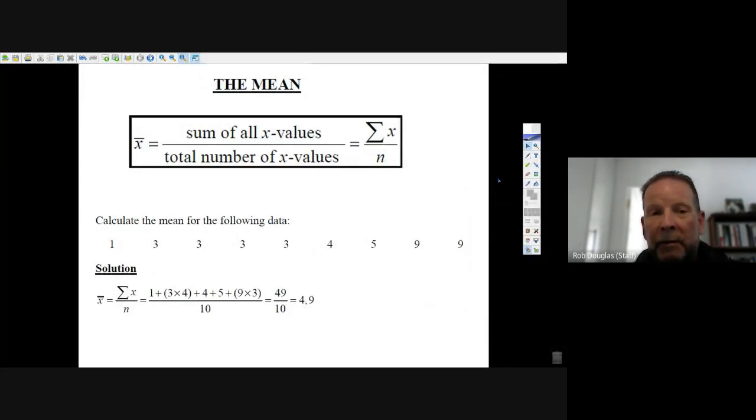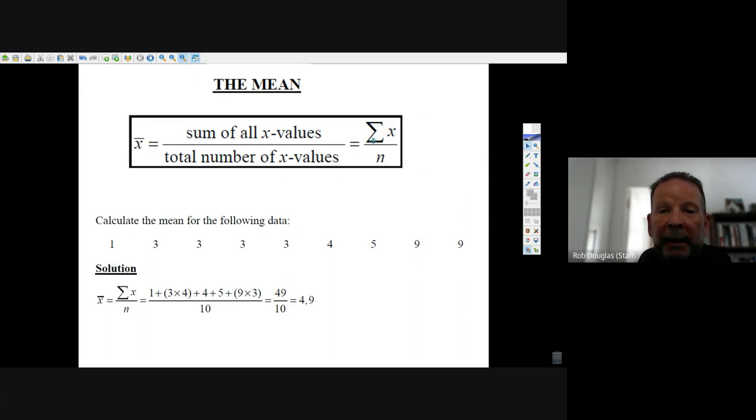Okay, this is a video just going over the basics of statistics, and let's just get started. The first thing is the mean. The symbol for the mean is an X with a bar over it. That means the mean. And what is the mean? It's the sum of all the values in your data divided by how many things there are.